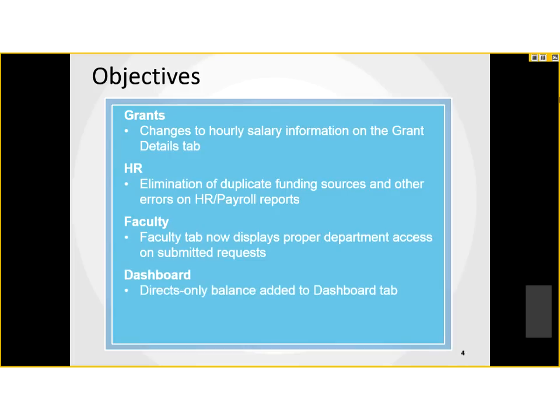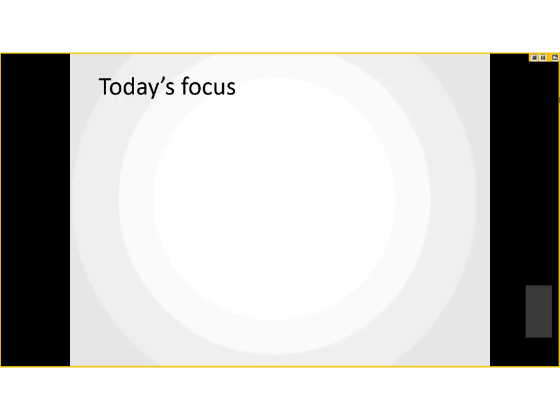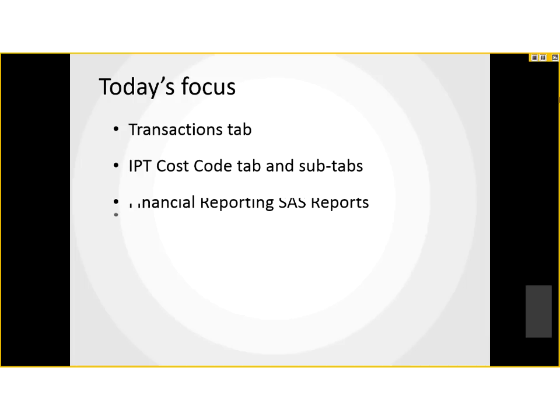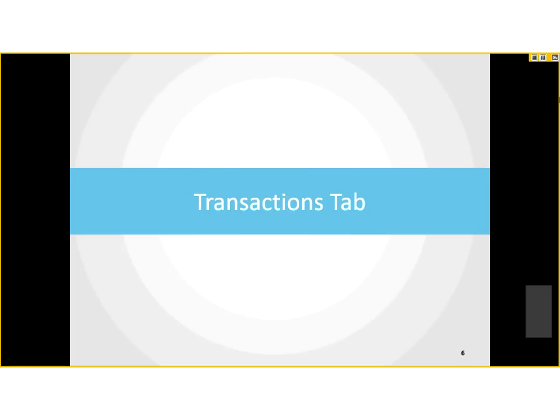And then finally, on the dashboard, there are now two new balances. There's a direct-only balance and an indirect balance, and we'll talk about that as well. And then I'll mention to you guys what's coming up with the BMS report, which I know everyone's waiting patiently for, and will be here soon. So today's focus, we're going to cover the Transactions tab, the InfoPorte Cost Code tab, and its sub-tabs. We're going to talk about the changes that you can see on the Financial Reporting tab. Again, detail that grant profile change and what you're seeing on the dashboard.